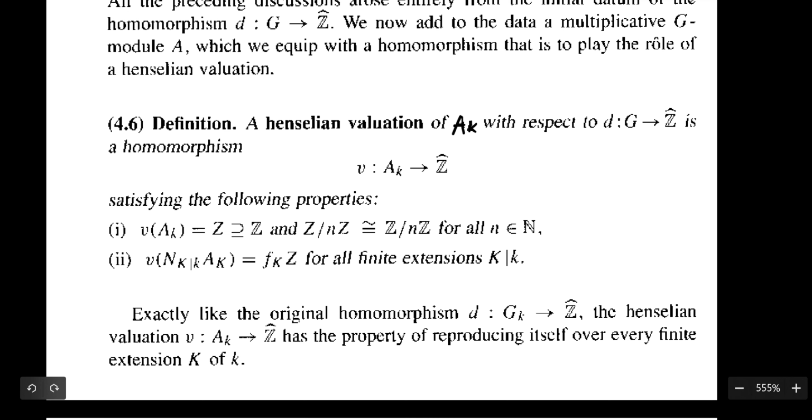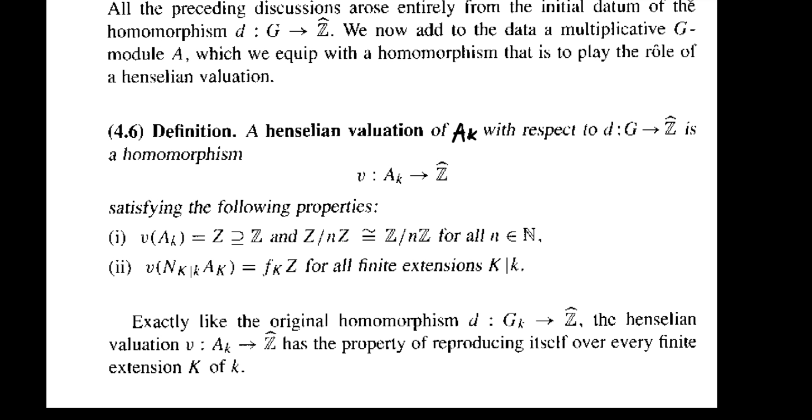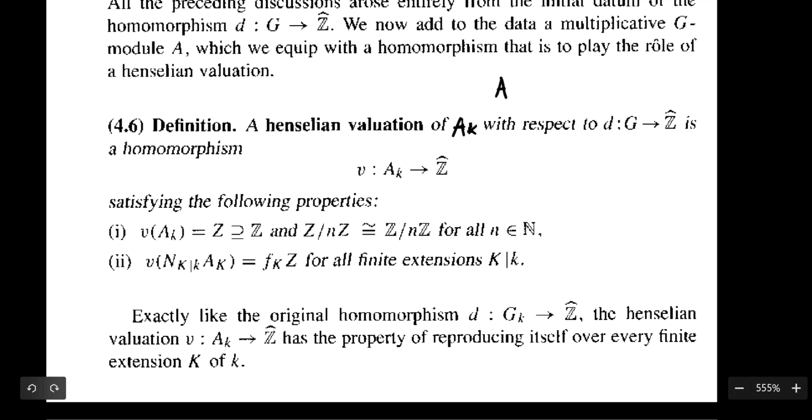of A_K with respect to, so by the notation we recall, A_K is A fixed by G_K. This is A_K, a fixed point of view. And we define a homomorphism from it to Z hat. This is always related to a fixed D.